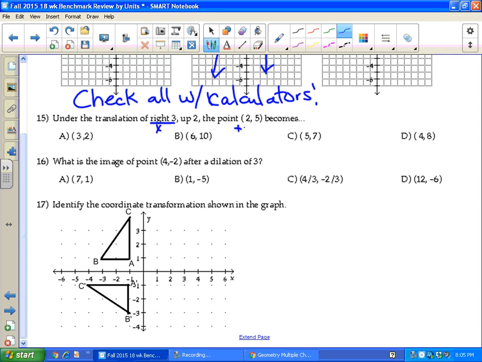So I'm going to go right 3, add 3. Up 2 is actually in the y direction. So this was the x, this was the y coordinate. So I'm going to add 2 because up, and that answer would put me at C.